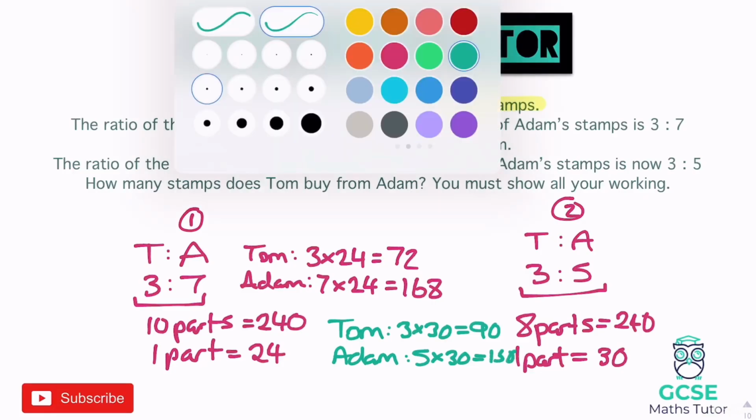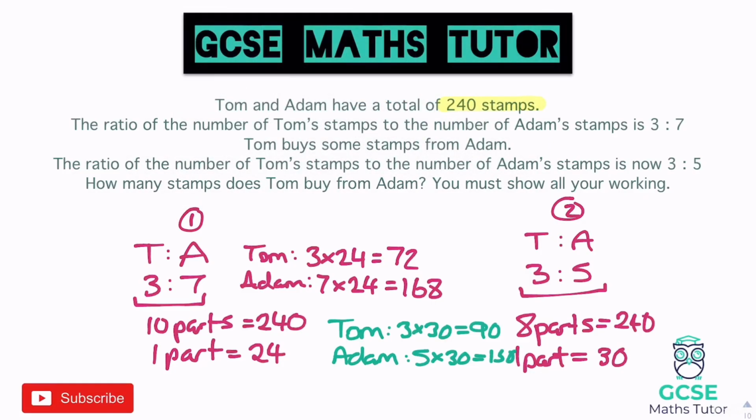Right, there we go. So let's have a look at what the question said again. How many stamps does Tom buy from Adam? Well, Tom started with 72, now he has 90. So we can obviously work out the difference there. If we want to show our working out, we can do the 90 stamps that he now has, take away the 72 that he started with, and that leaves us with a total of 18 stamps that he must have bought there. So 18 stamps would be our final answer.